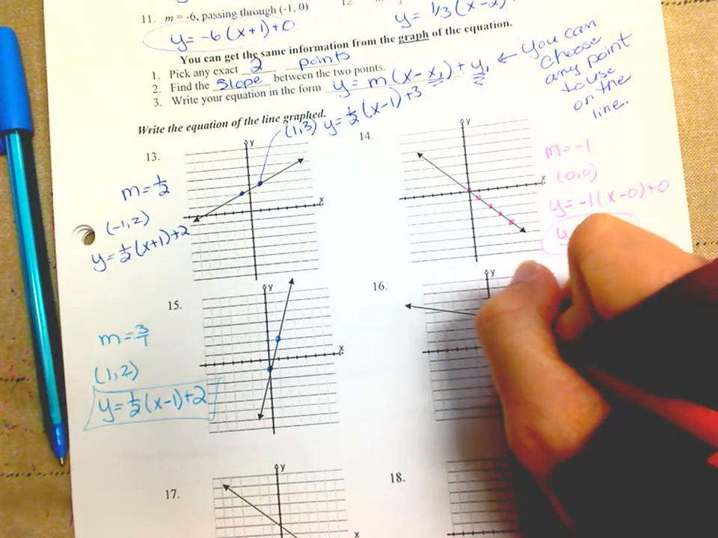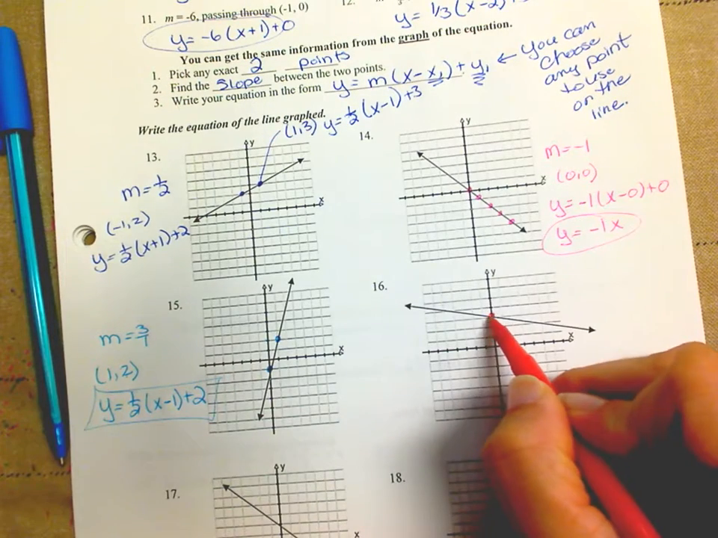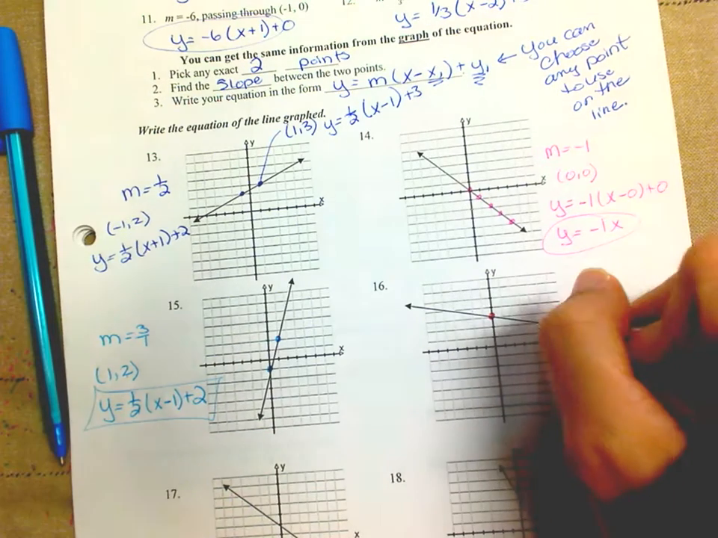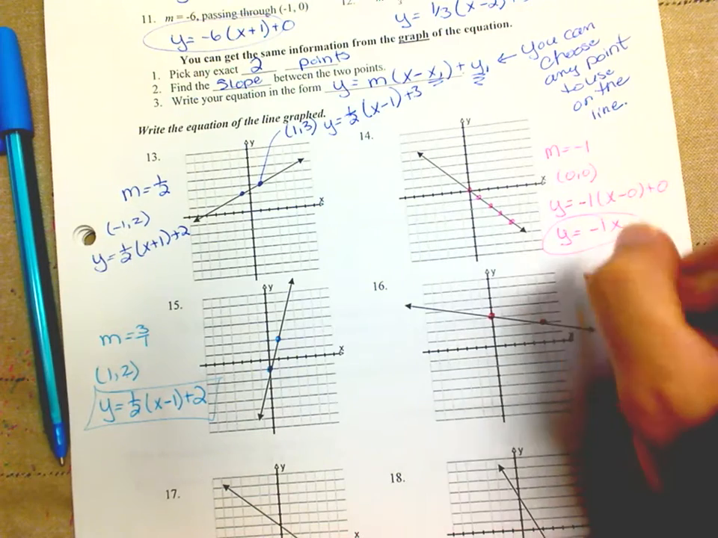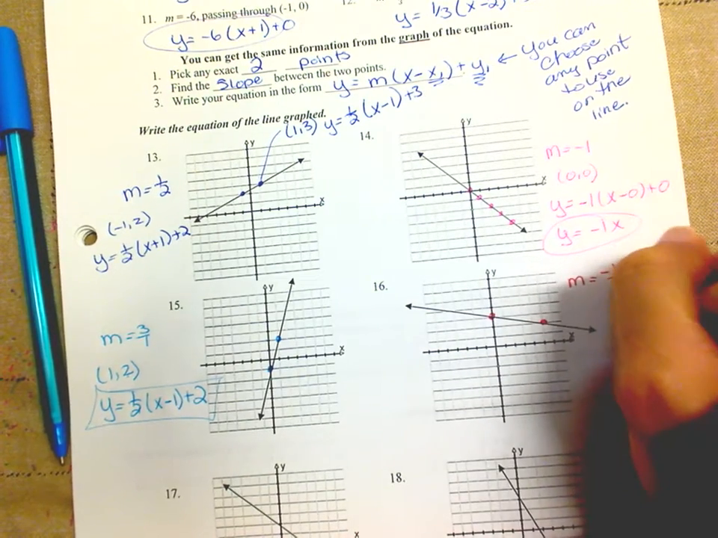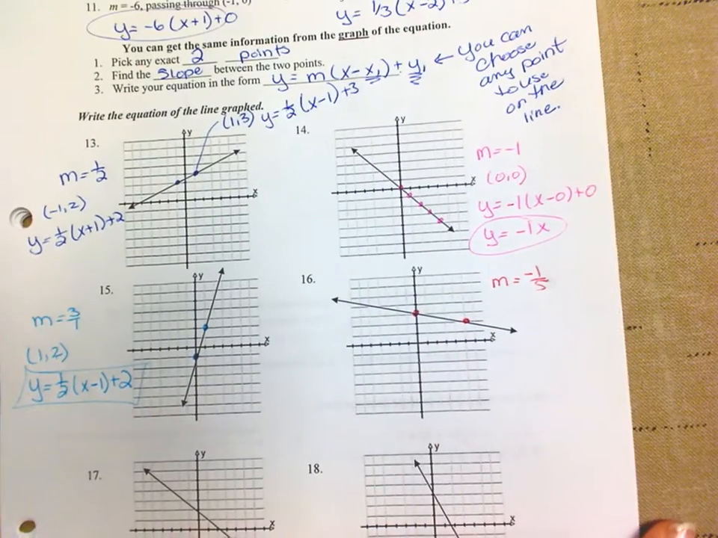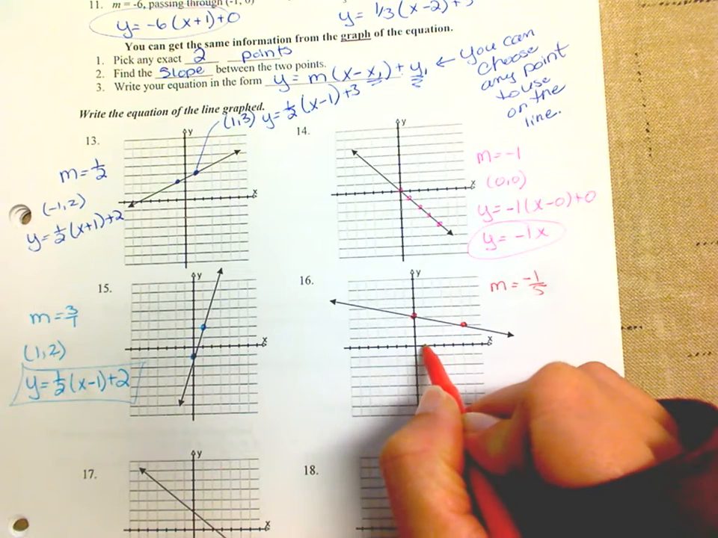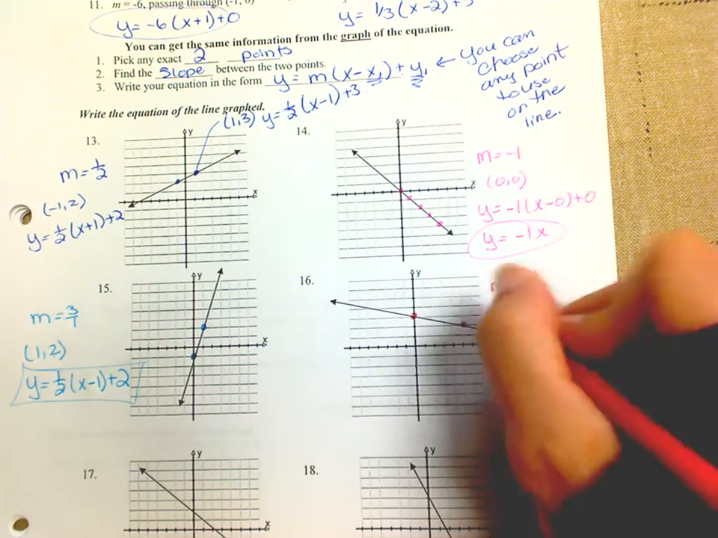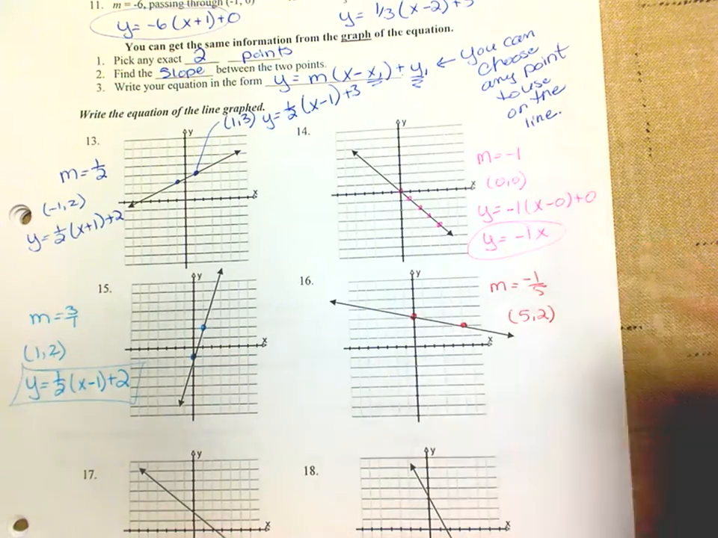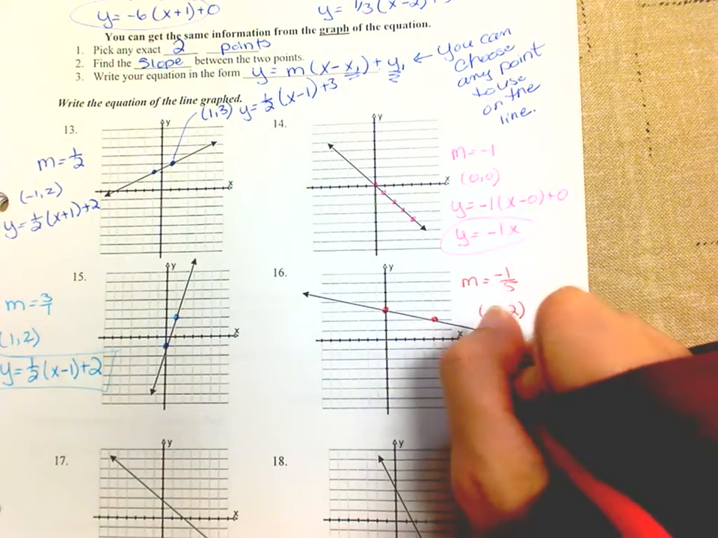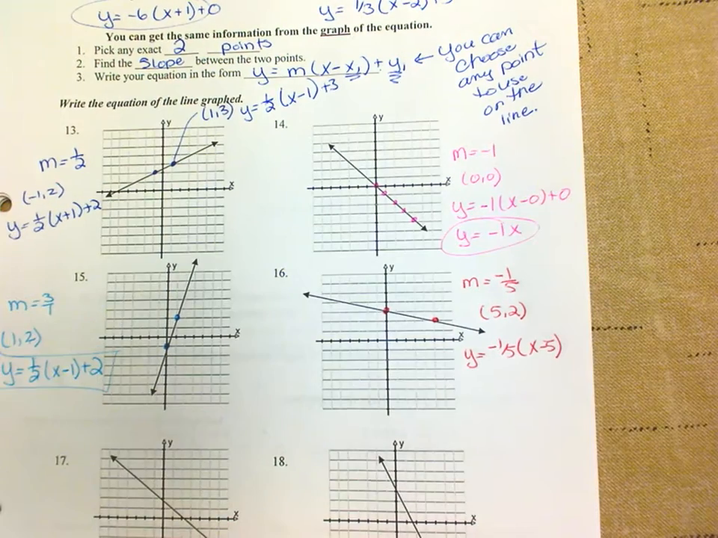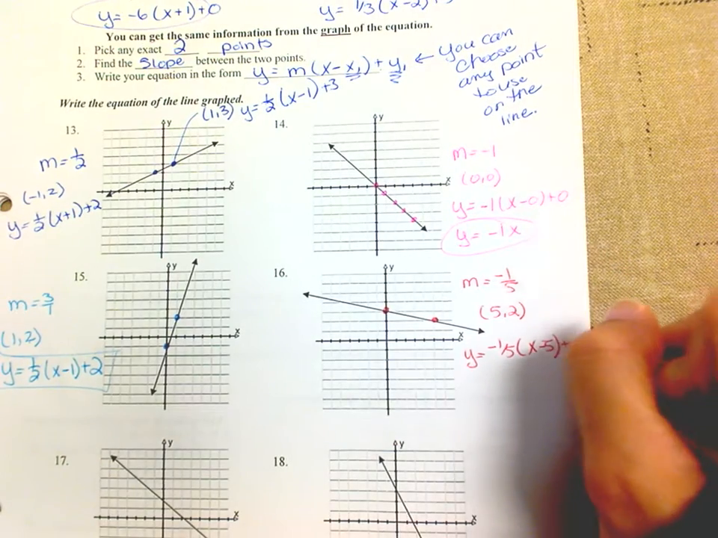Let's see. Again, this is not exact, but we're going to go with it. If we go down 1, over 1, 2, 3, 4, I'm going to go with 5. So that means my slope is negative 1/5. I don't really like working with the zeros, so I'm going to use this point, which is over 1, 2, 3, 4, 5, up 2. So my ordered pair is 5, 2. I've got negative 1/5 x minus 5 in parentheses, and then we're up 2, so plus 2.